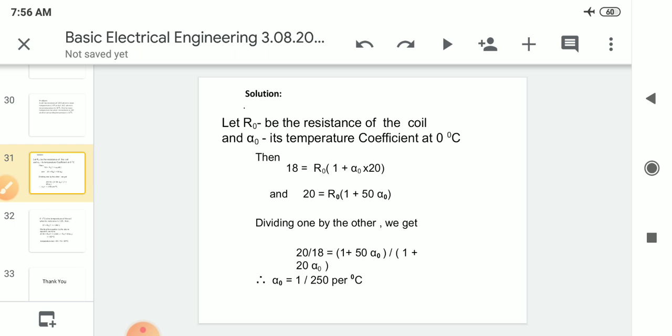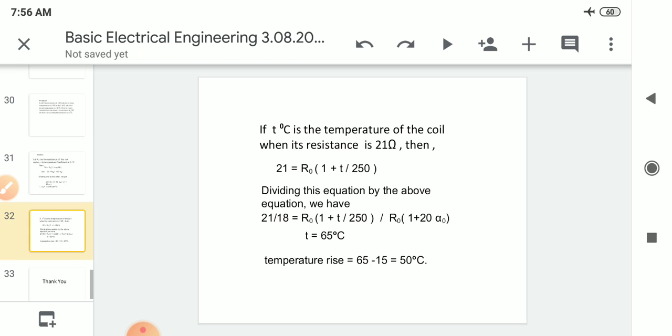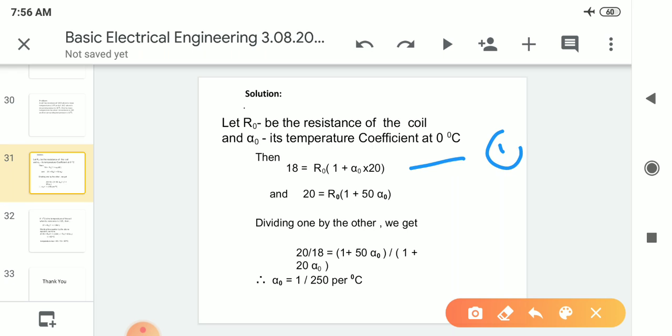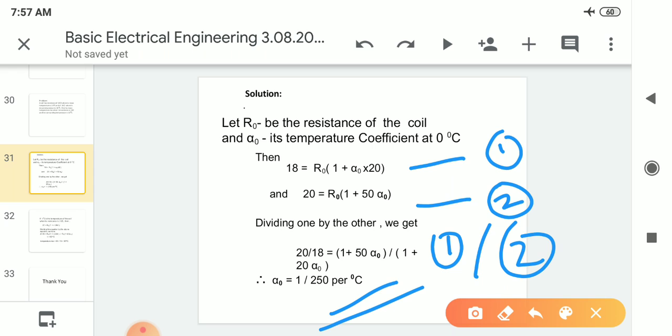This is alpha naught we are getting. We substitute the value of alpha naught here. That's why T by 150. Alpha is what here? 1 by 250. So we substitute in the equation. Let's write equation 1 here. Equation 2. Divide equation 1 by equation 2. Then we are getting our alpha value.